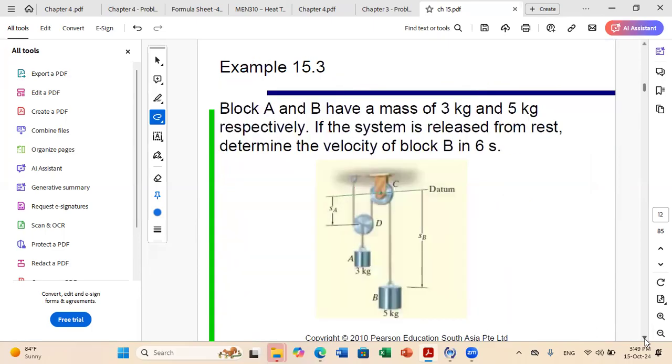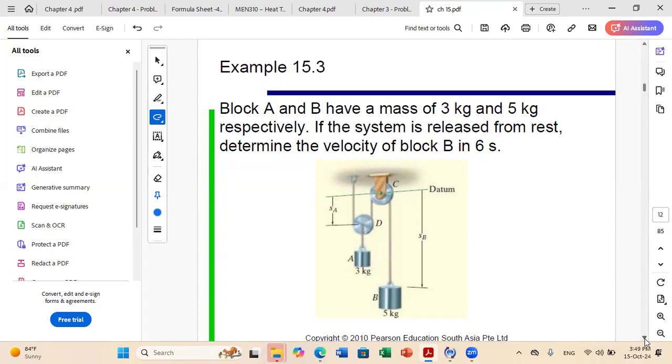So now you will see that we have solved the majority of these problems before in chapter 13. And now we'll repeat the solution using impulse and momentum, because impulse and momentum can give me a simpler way to solve for my unknowns. So blocks A and B have a mass of 3 kilogram and 5 kilogram respectively. If the system is released from rest, determine the velocity of block B in 6 seconds.